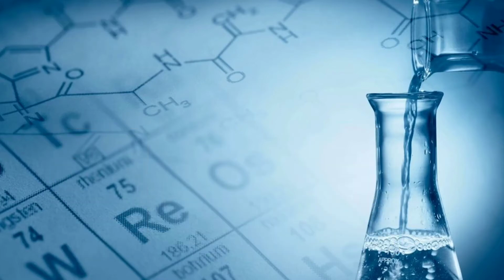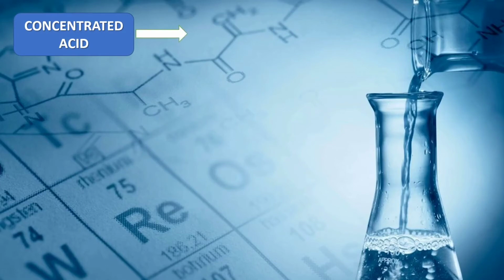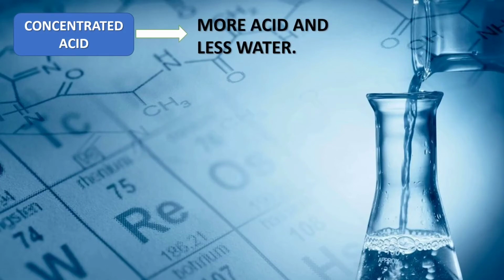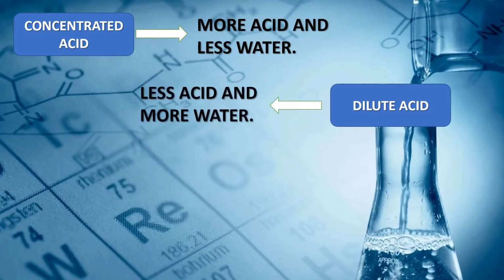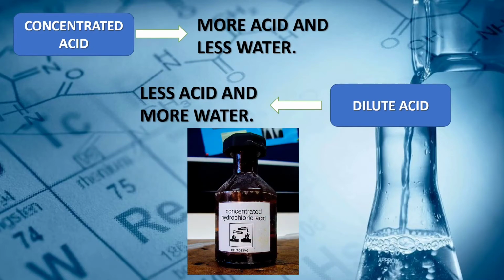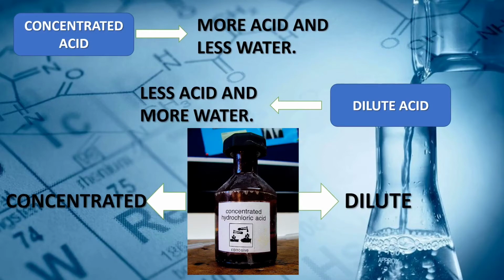In the same way, when we talk about concentrated acid, in this type of acid the amount of water is less and the amount of acid is more. And when we talk about dilute acid, the amount of water is more and the amount of acid is less. It's not necessary that these are two different types of acid. If I talk about hydrochloric acid, it can be concentrated and it also can be diluted.